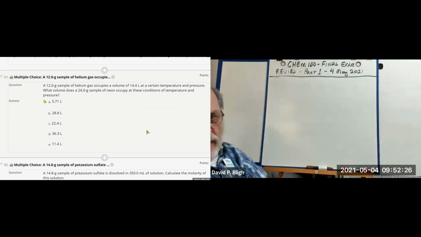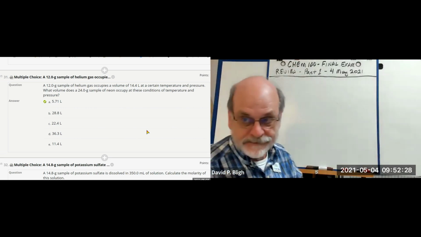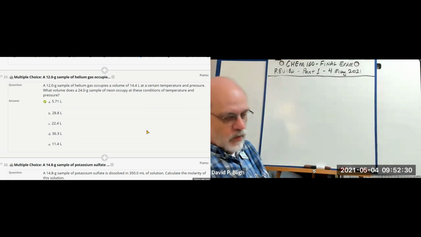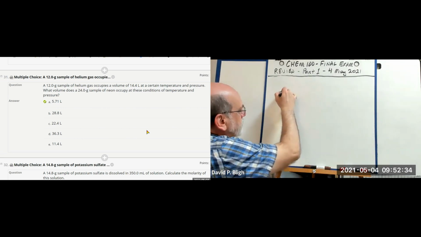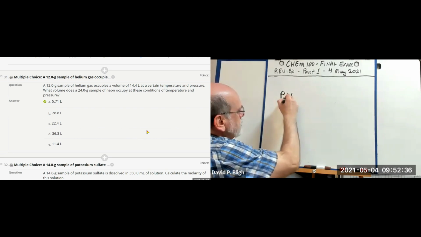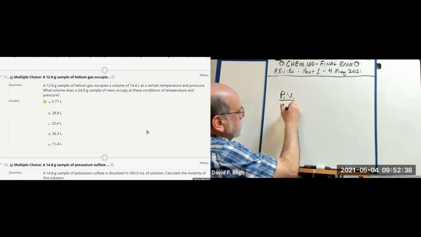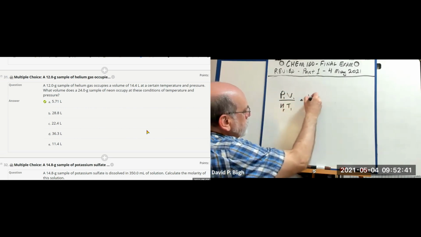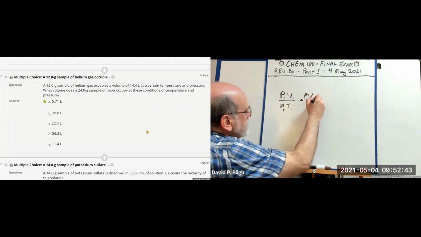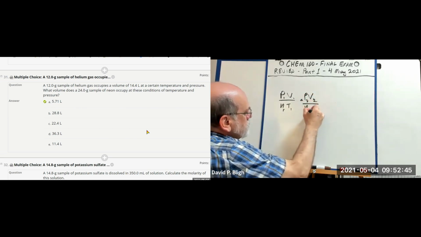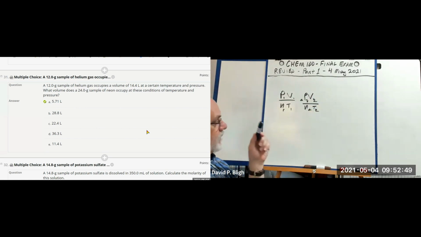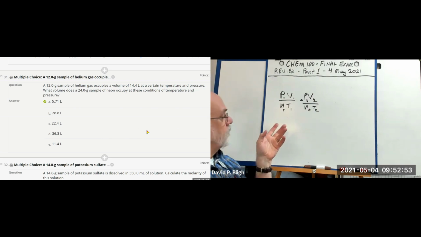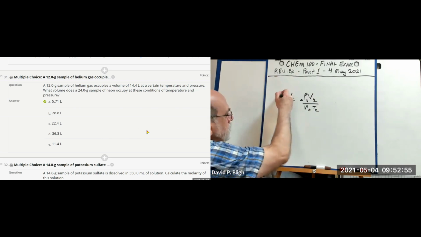Now, what if you don't remember what to call it? Well, remember, P1V1 over N1T1 equals P2V2 over N2T2. Remember the combined gas law. So in this case, if pressure and temperature are held constant as they were, just cover this one up.